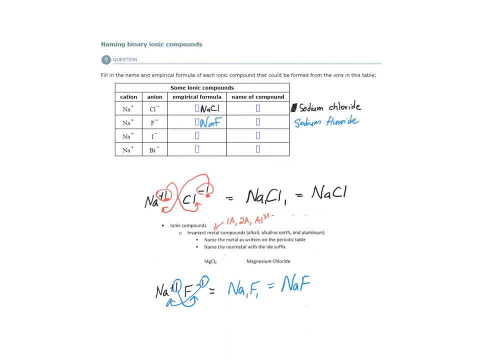We can see that the charges for sodium are going to remain the same, and the charges of our anions are all -1. So we can go ahead and jump ahead and fill out the rest of the table following the same pattern, NaI and NaBr. This would be sodium iodide, and this would be sodium bromide.